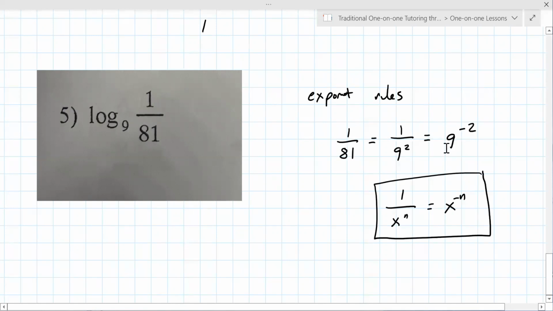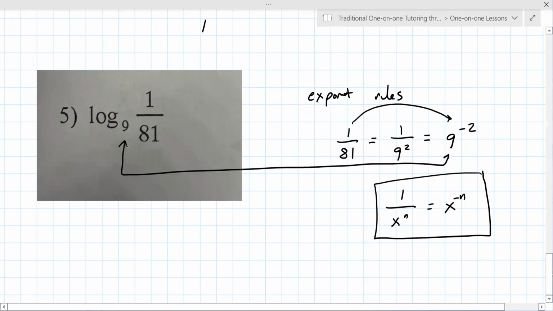Usually this is shown slightly differently, but this is what we have to work with today. So 1 over 81 is really 9 to the minus 2. Now, why did I choose a base of 9 over here? Because of the log.